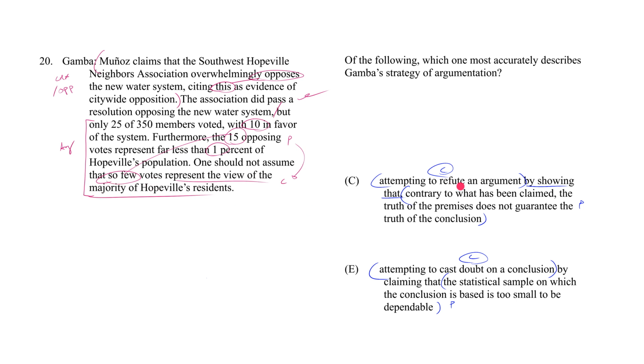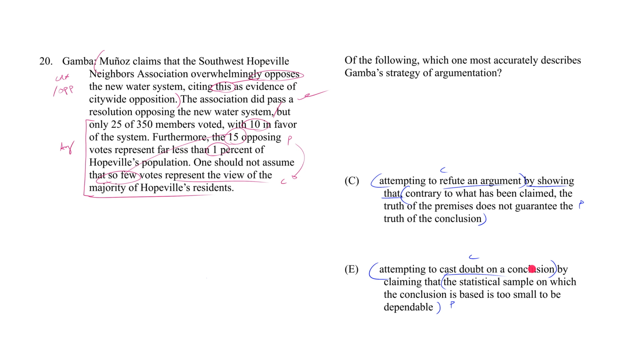Is that an attempt to refute the argument or cast doubt on a conclusion? Right? Notice the strength of these two words or phrases. Which one is stronger? Which one is weaker? This is the stronger one, right? To refute is to refute. To cast doubt is merely to cast doubt.